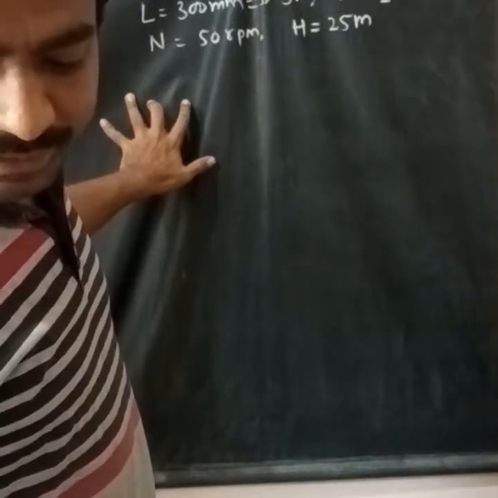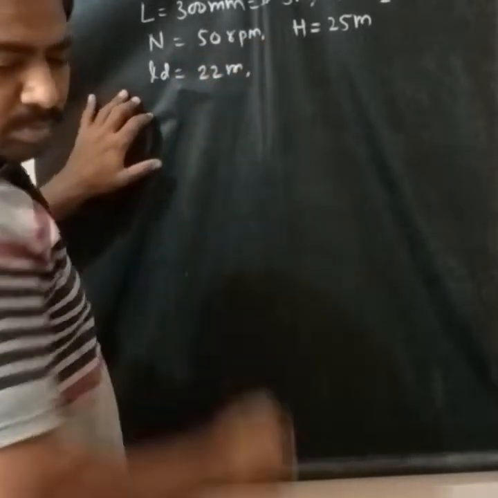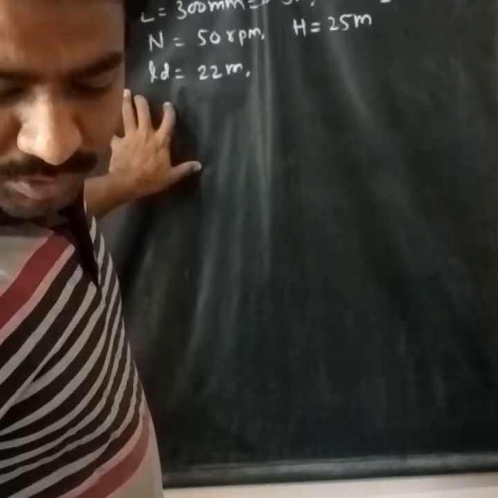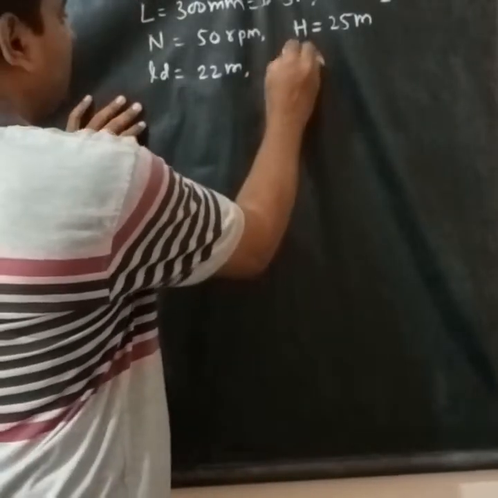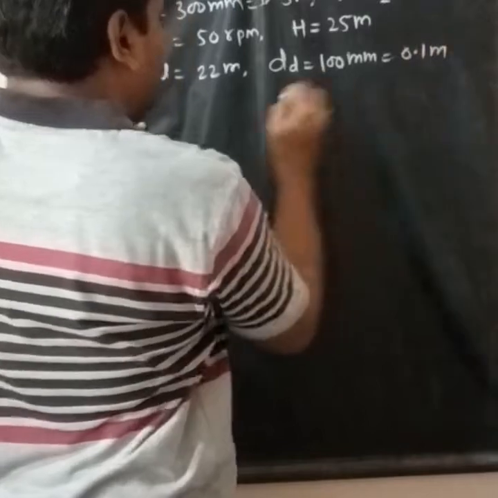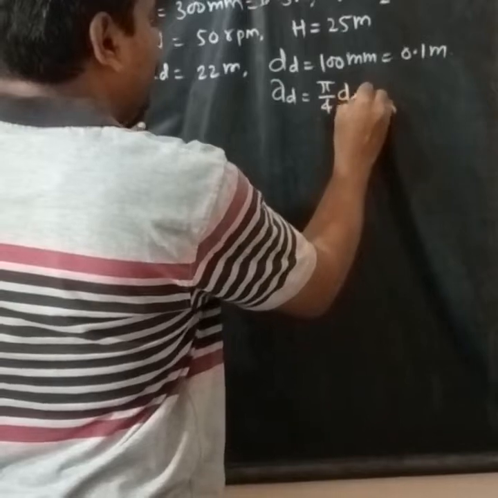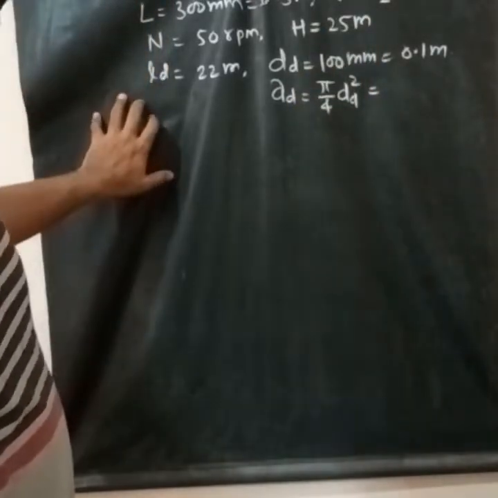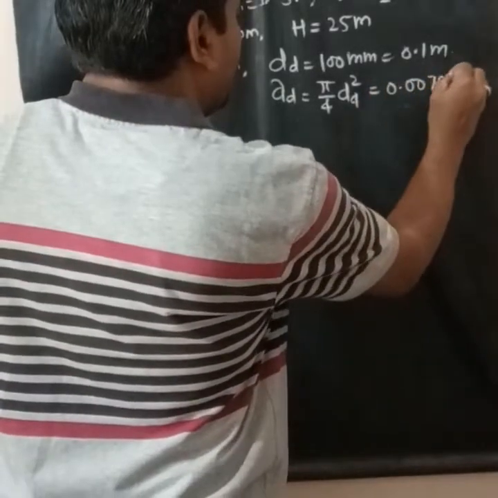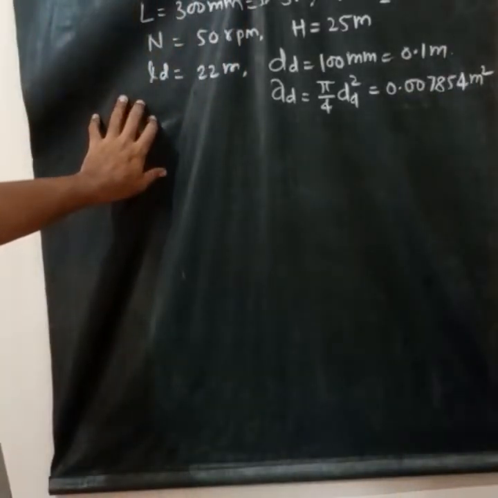Then the length of the delivery pipe LD is 22 meters. The diameter of this delivery pipe is 100 mm, that will be equal to 0.1 meter. So the area of the delivery pipe will be pi by 4 Dd square. So we will get this particular area, 0.007854 meter square.